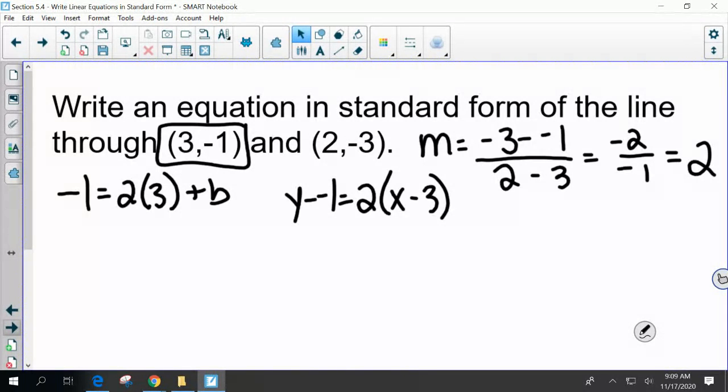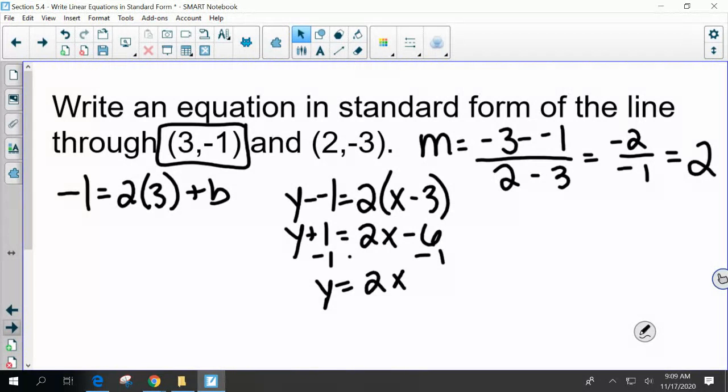I feel like point slope form will get you to your equation faster, but neither would be wrong. So this would be y plus 1 equals 2x minus 6. And then I would have two things I would need to move. Would you subtract 1? So I need to subtract 1. So y equals 2x minus 7. And then I need to move my x.